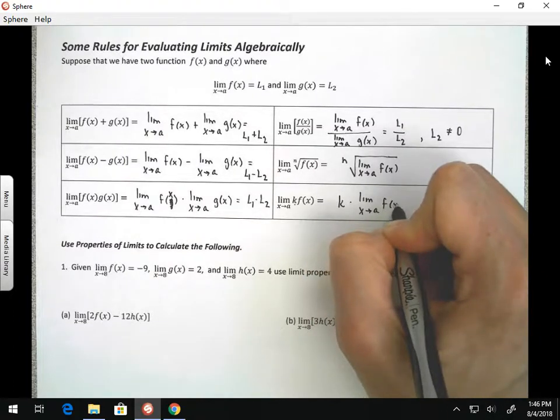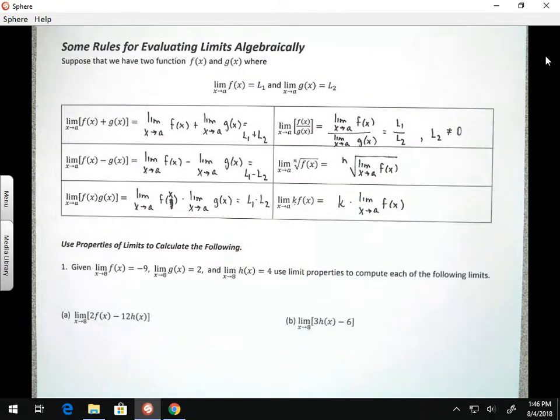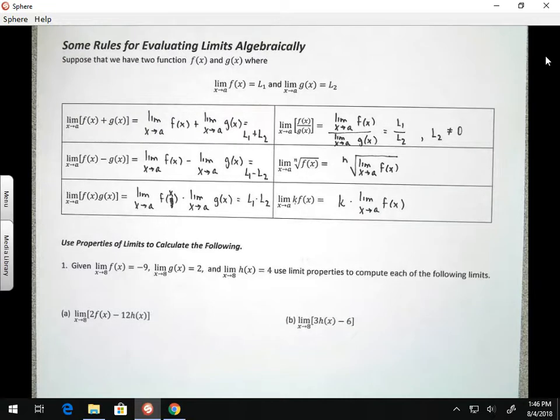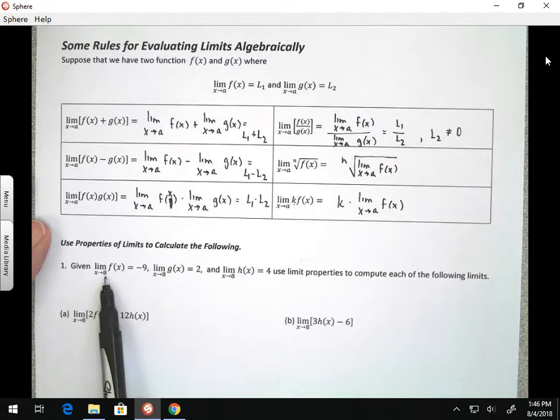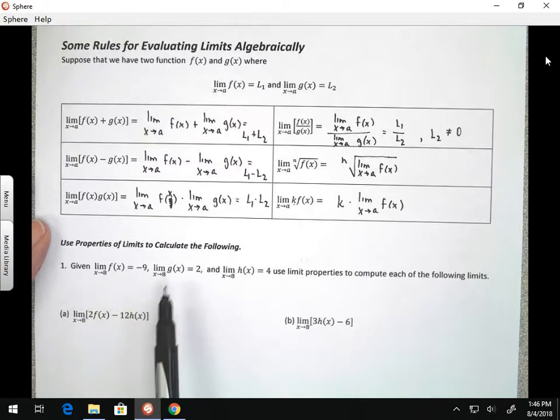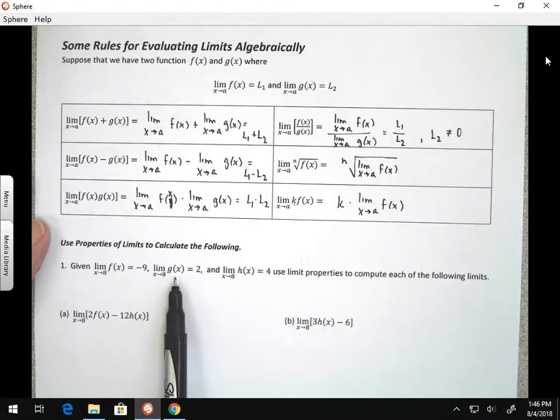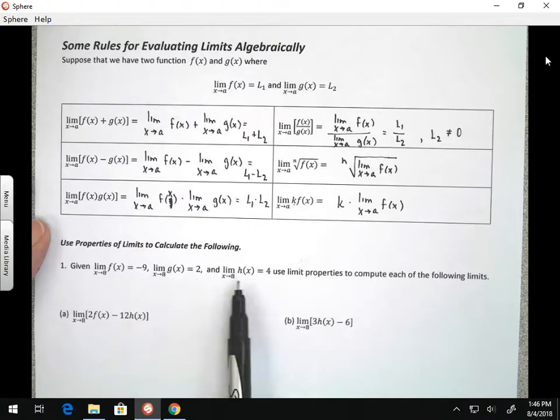Okay, so two quick examples, and likely you might encounter this on a multiple choice question on the AP exam. It doesn't come up all that often, but it is important to know how to use these rules. So in our setup, we are given that the limit as x approaches 8 of f of x is negative 9. And the limit as x approaches 8 of g of x is 2. And then we also have a third function. The limit as x approaches 8 of h of x is 4.